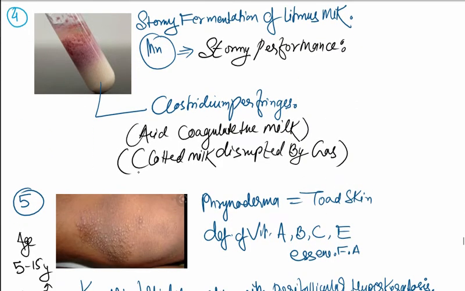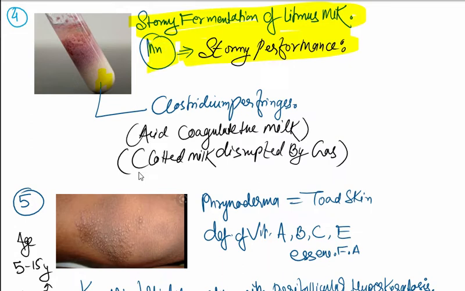What is this? This is a test tube showing stormy fermentation of litmus milk. This is in microbiology, and whenever I see this stormy fermentation, I can say stormy performance. Okay, so clapping, stormy performance. Whenever someone is performing on stage, we applaud by clapping. And so this is the mnemonic.